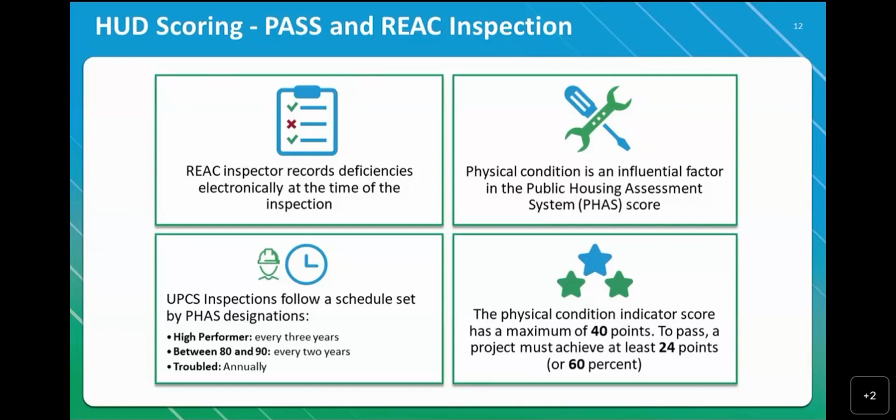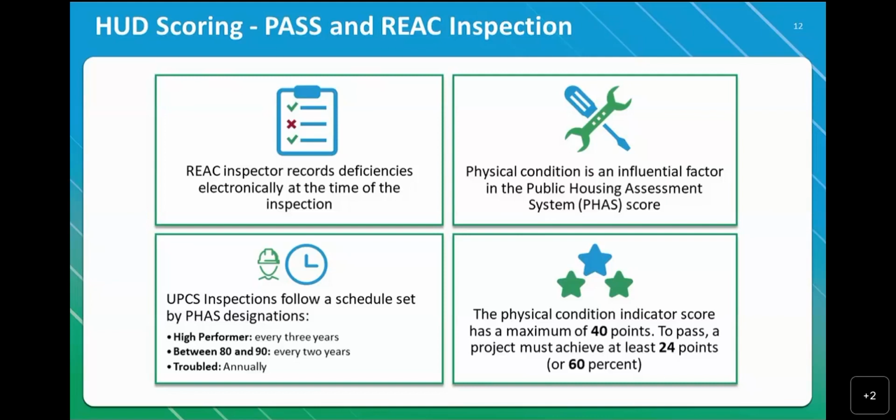High performers, every 3 years, your inspector comes back out. So the incentive is to score high. So you see HUD inspectors come out less. Between 80 and 90 out of 100, they would come every 2 years. And if you are deemed a troubled agency because you scored below that, you have annual inspections that you can anticipate. Why is this important?